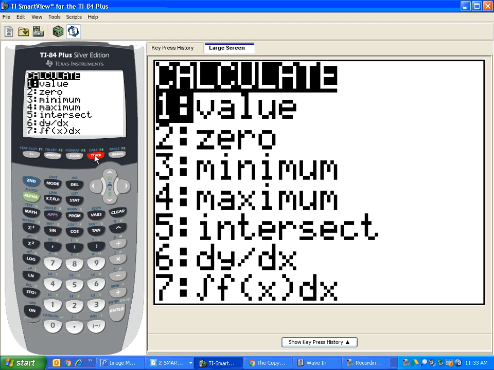So now let's look at this screen. Which function should I choose? Doug? John? Yes, zero. All right.